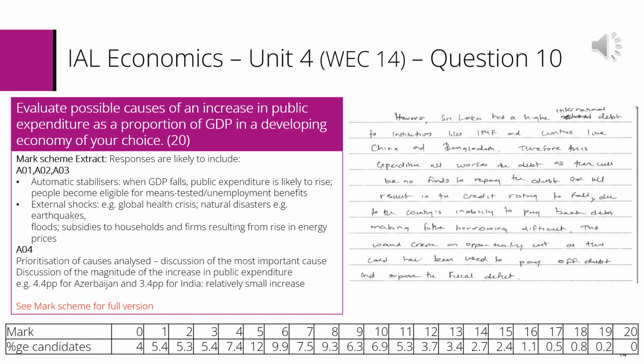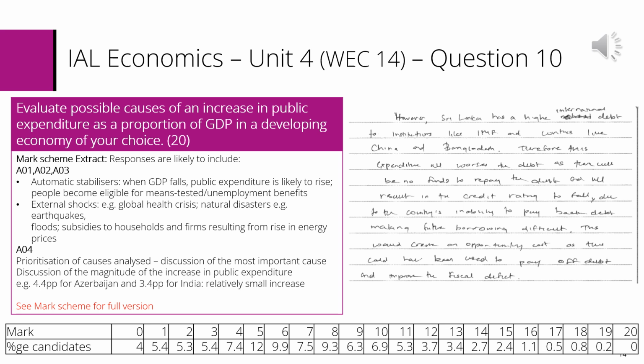This finally leads us to the last of our 5 worst performing questions on Unit 4. The final worst performing question was question 10. The question asked candidates to evaluate possible causes of an increase in public expenditure as a proportion of GDP. Again, to gain access to level 4, responses needed to refer to a chosen country.